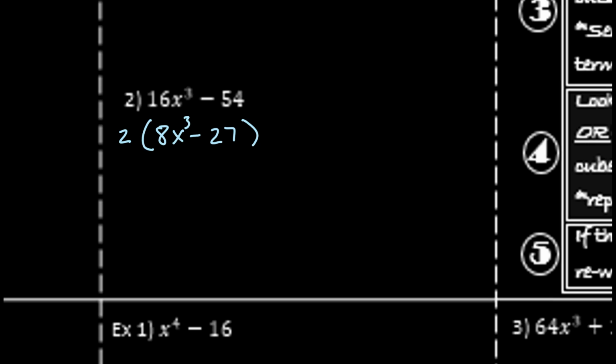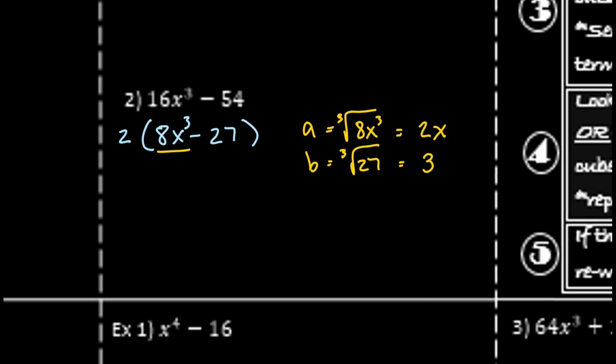When I'm using difference of cubes, what do you think my first step is? Cube rooting the A. What's our A? 8x cubed. So what is the cube root of 8? 2. And what's the cube root of x cubed? X. And then our B, what is the cube root of 27? 3. What times itself 3 times is 27? 3.